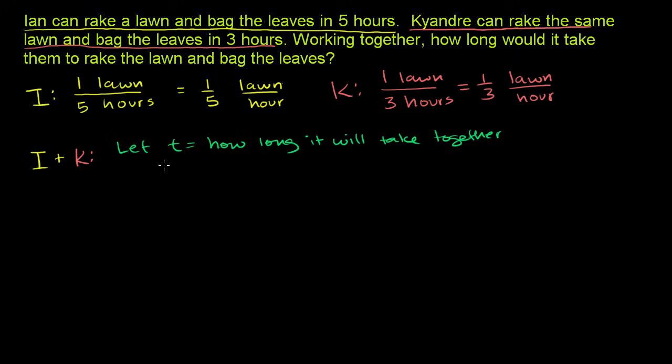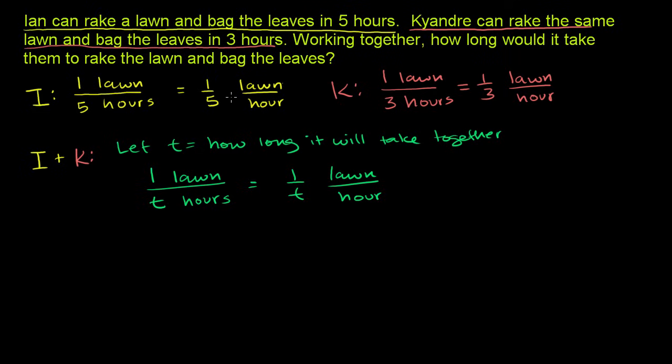If t is how long they take together, then combined they will do one lawn in every t hours, if we're assuming t is in hours. Or as a rate, their combined rate is going to be 1 over t lawns per hour. So that's their combined rate. Here we have the rate of Ian, the rate of Keandre, and the combined rate. The combined rate is just going to be the sum of each of their rates.